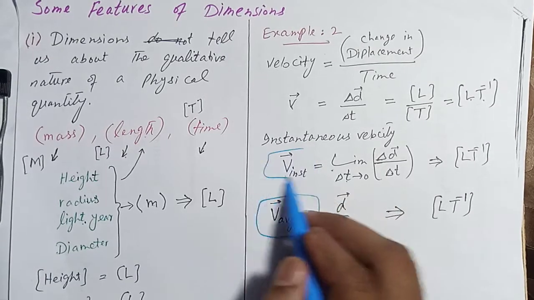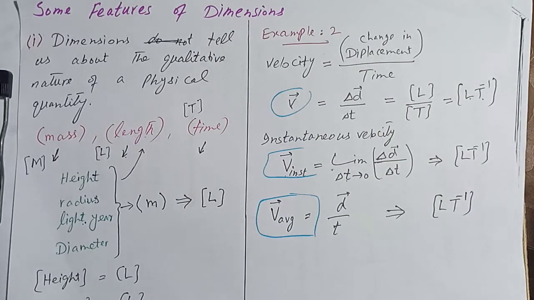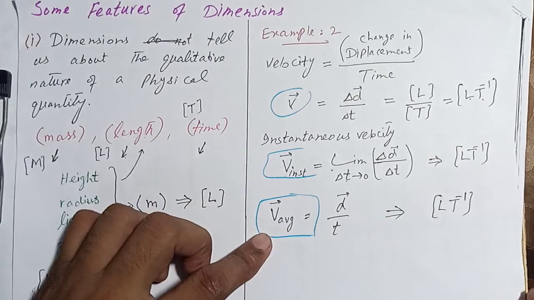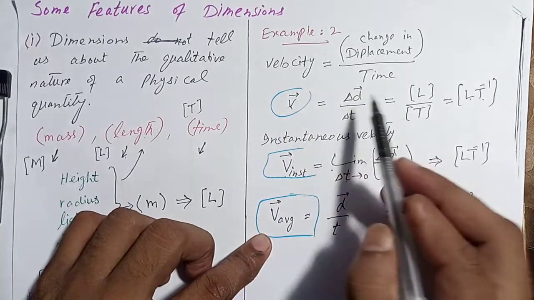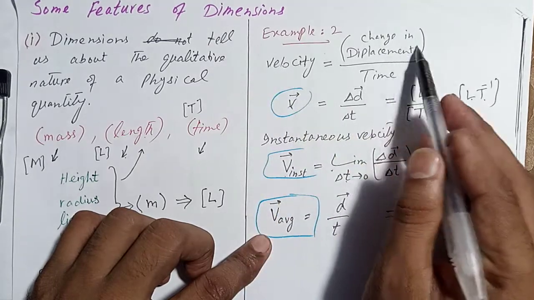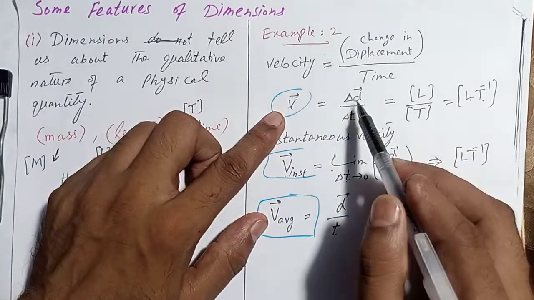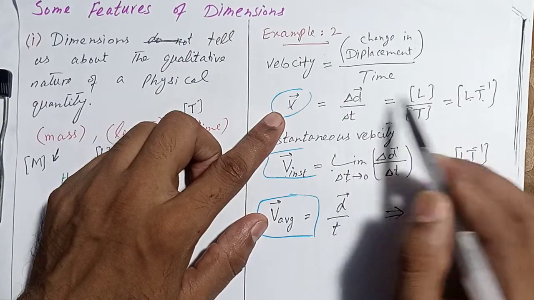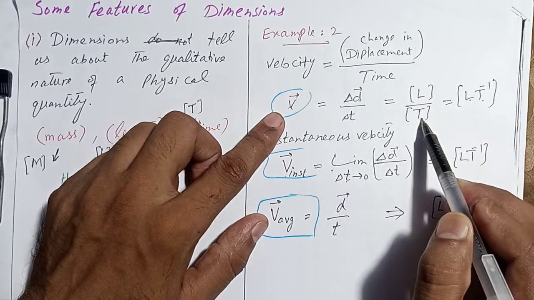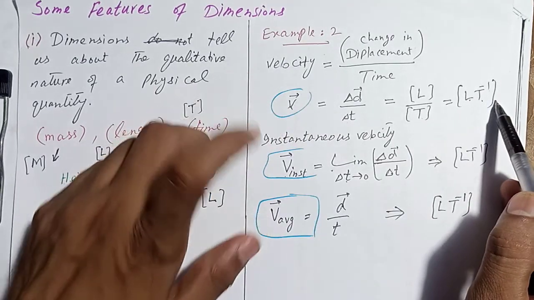All these terms have different senses, but by nature all these quantities are the same. Velocity is defined as the rate of change of displacement, change in displacement over time. So its dimension is written as the dimension of displacement, which is length, L, over the dimension of time. So the dimension of velocity is LT inverse.